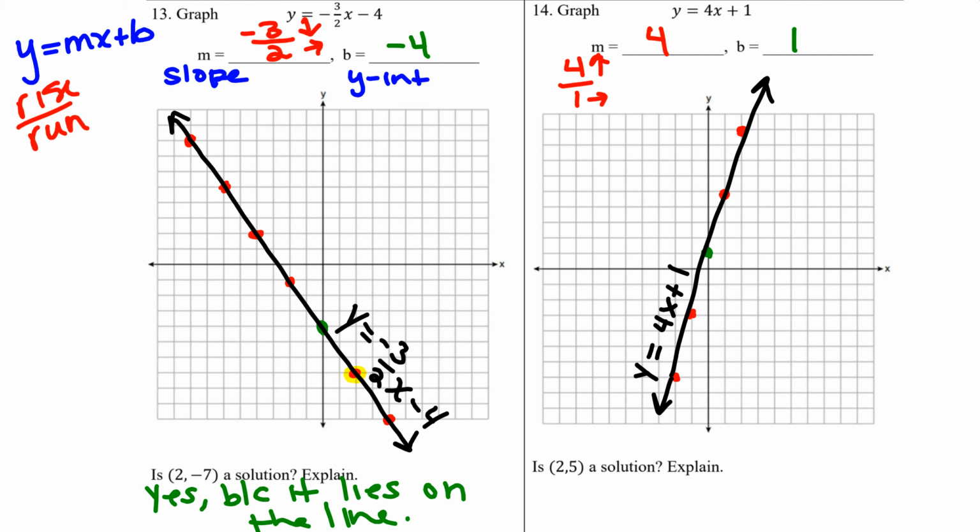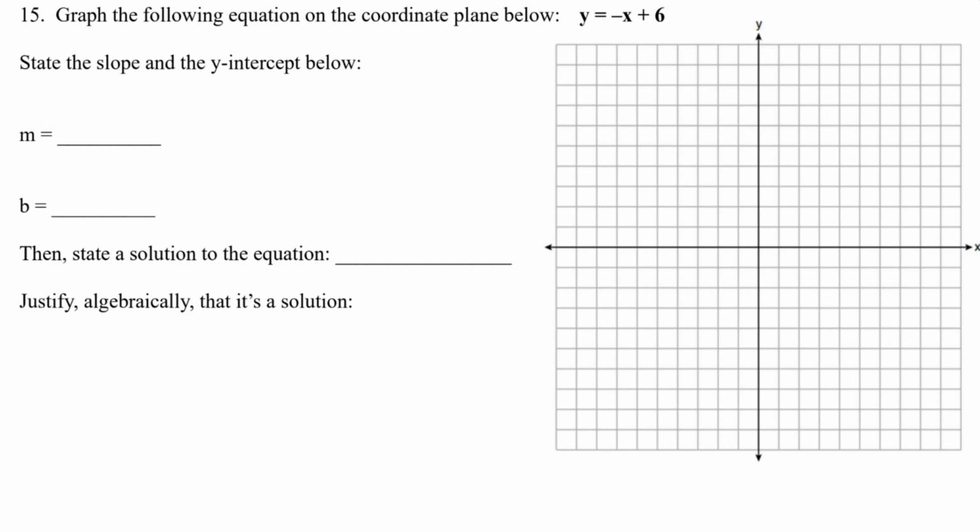So I'm going to start at (0, 0). I'm going to locate the point (2, 5). So right 2, up 1, 2, 3, 4, 5. We're talking about this point right there for (2, 5). So the answer for that would be no, it is not a solution because it does not lie on the line. And then lastly, we have number 15.